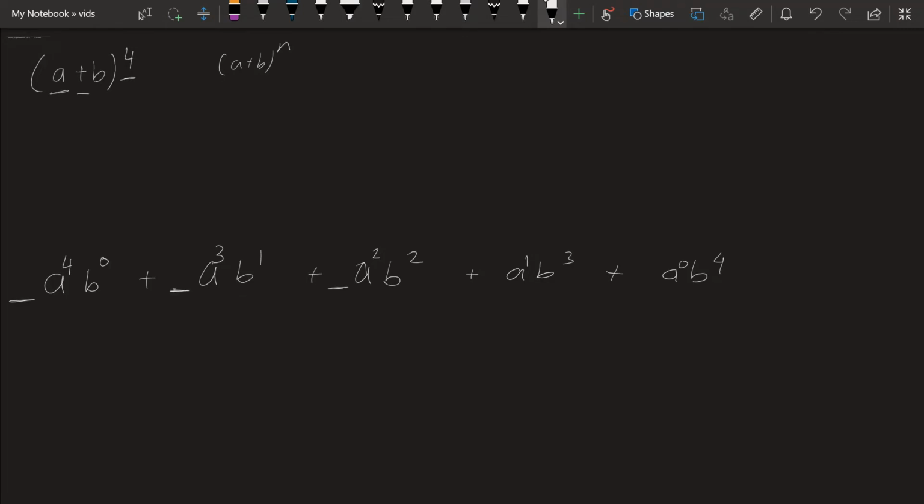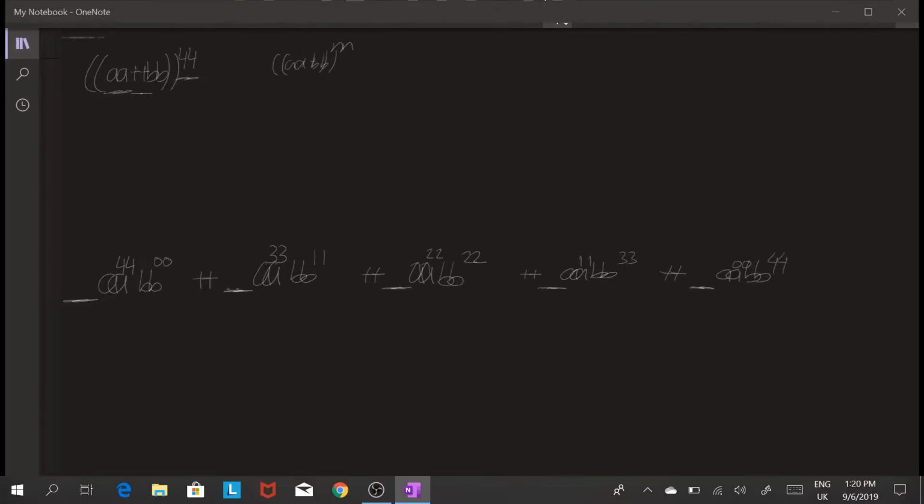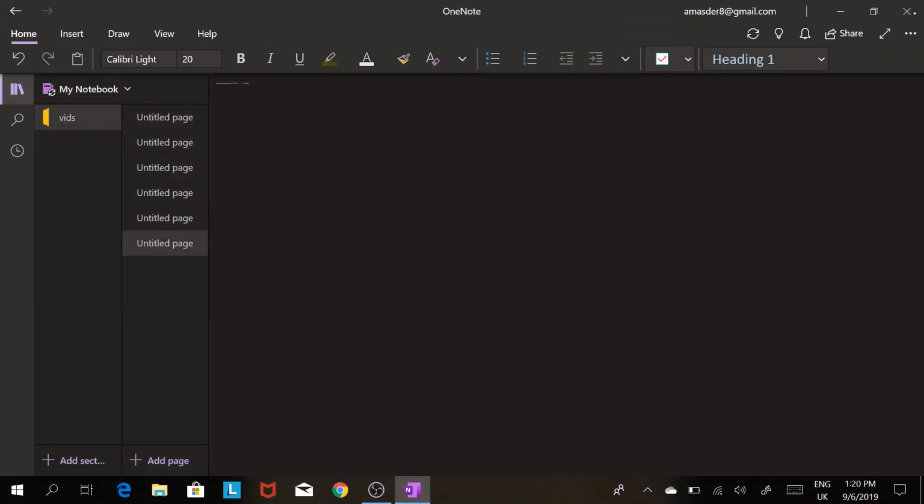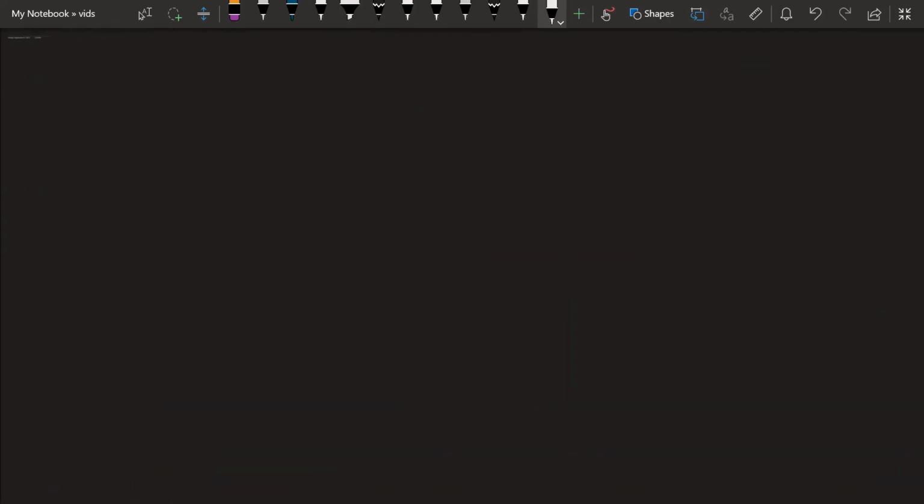Now, how do you find the coefficient? You need to use something called Pascal's triangle. What Pascal's triangle gives you is all the coefficients of all the terms. So let me show you. Let's just go to a different page, and I'll show you how the Pascal's triangle works. So let's say you had a plus b raised to the power of 0. Then this is equal to 1, right? The coefficient is 1, so you put 1 here.